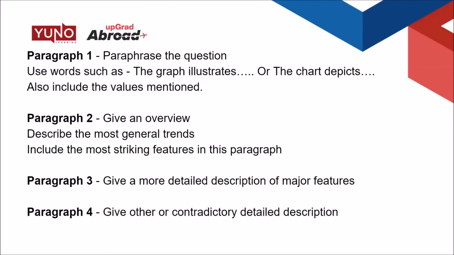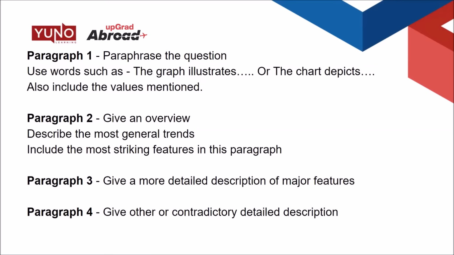Then you move on to paragraph 2. Now from paragraph 2 onwards, you need to take care of the tense. In the first paragraph, you should have only present simple tense. You can have it in active voice or passive voice. So when I say the graph illustrates, this is active voice. If I say this information is illustrated, then that is passive voice. But both are in present simple tense.